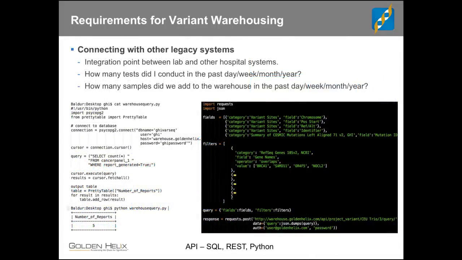And last but not least, a data warehouse would not be a data warehouse without access to the database and an API that serves as an integration point between the lab and other hospital systems. This allows the lab to keep track of vital metrics such as how many tests were conducted in the past day, week, month, or year, or how many samples were added to the warehouse in the past day, week, month, or year. The VS Warehouse API also supports queries that can be made via the user interface. I will spend the rest of this webinar showing you how VS Warehouse addresses some of these use cases and answers the questions we have posed.